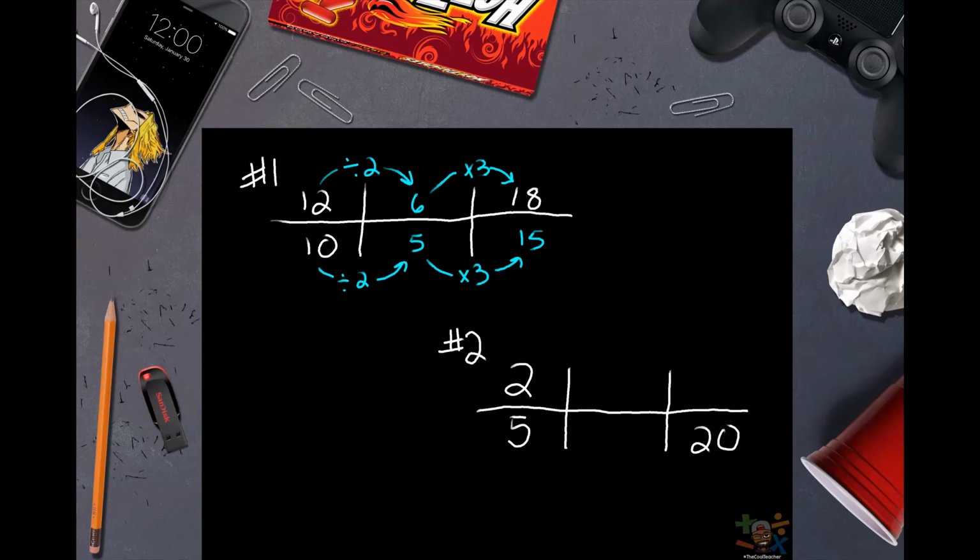Now I know you're probably thinking, but 5, there's nothing goes into 5 and 20 except 1, as opposed to number 1 where it was 12 and 10 and 18, and I can do all of those by 2. Now you may have to go ahead and kind of guess and check, because sometimes you may not know what goes in right away, and if you don't, that's okay. There's nothing wrong with a little guess and check just to make sure that we're doing the right thing.